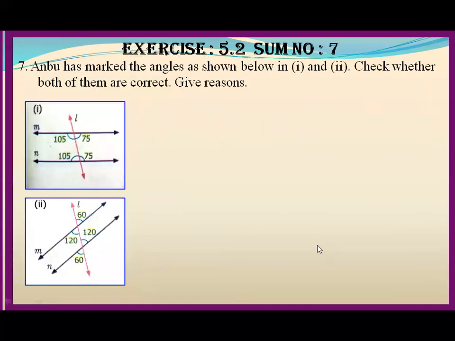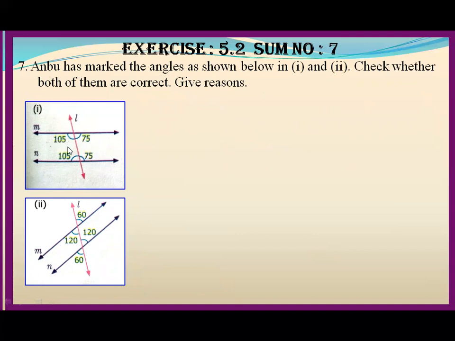Okay, Anbu has marked the angles as shown in figures 1 and 2. Check whether both of them are correct, give reason. When you look at that, when you follow the linear pair, it is correct. But since it is parallel lines cut by a transversal, we have to see whether the alternate angles are equal. The alternate angles are not equal. 105 is not equal to 75.